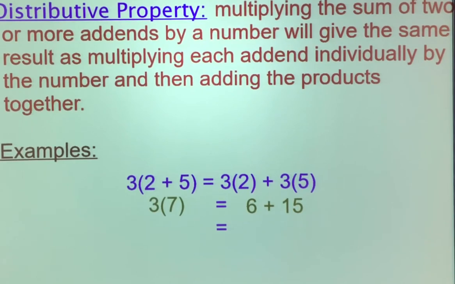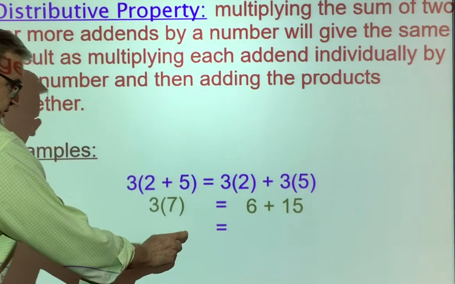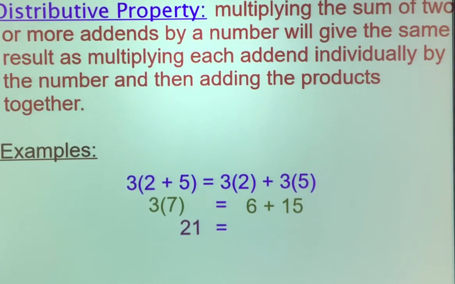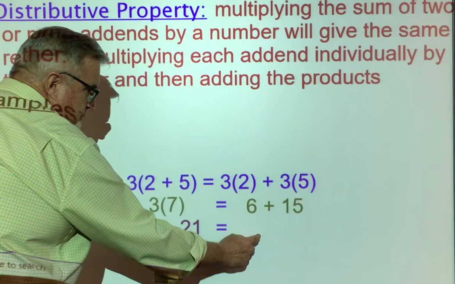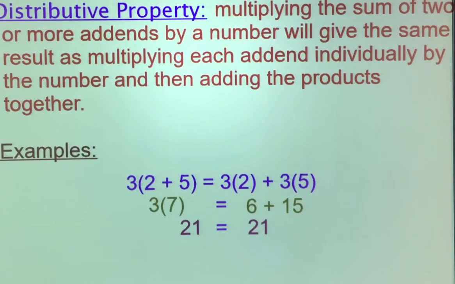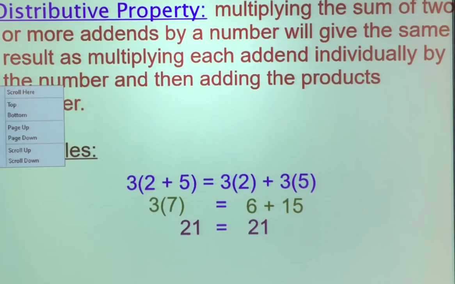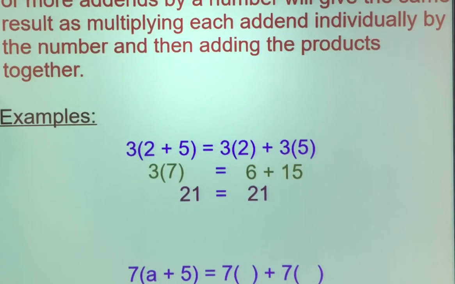On the left side, we'd go ahead and do the multiplication. 3 times 7 is 21. And on the right side, 6 plus 15 is also 21. So we've proved that it works, okay? There are times that it makes sense to use it and other times that it doesn't.